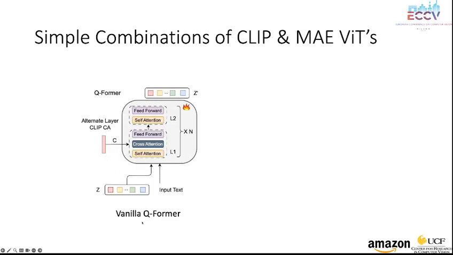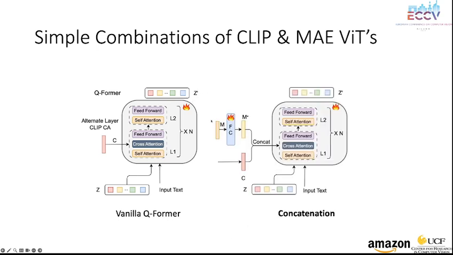Here we depict the architecture of Qformer, which takes in a set of learned queries Z along with the input text and the CLIP features. As shown, at every alternate layer, they have a cross attention with the CLIP features sandwiched between the self attention and feed forward layer to learn enriched representation Z prime.